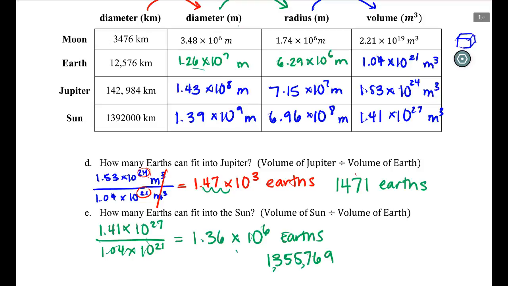So 1,355,769 earths can fit inside of there. Either of these would be completely okay to me. There's nothing here saying that we have to respond in scientific notation or not. I actually think that the normal notation makes more sense for these answers.